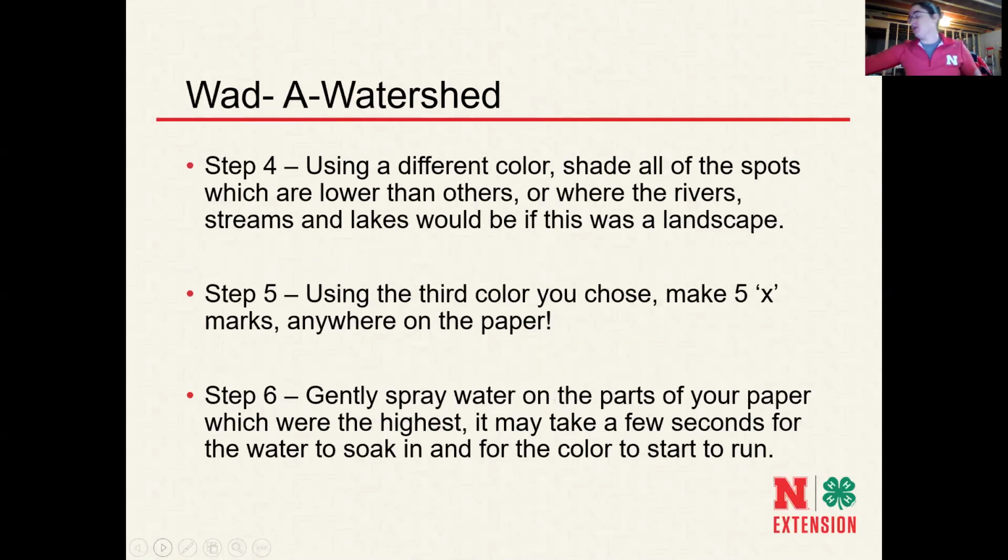So step 4, we're going to take a different color. I'm going to use blue for this. And then we're going to shade all of the spots or fill in all of the spots where rivers, streams, lakes, any of those low spots would be in this landscape. I'm going to do that, and then I'll show you, again, not pressing super hard in those spots, but you'll have noticeable low spots where that has happened in your paper.